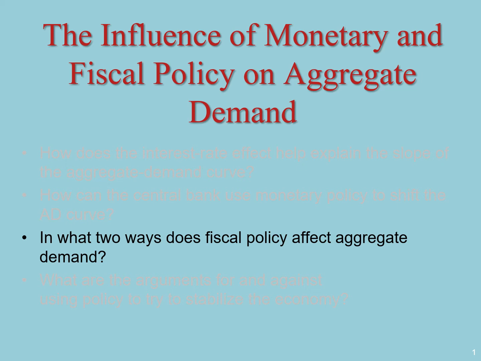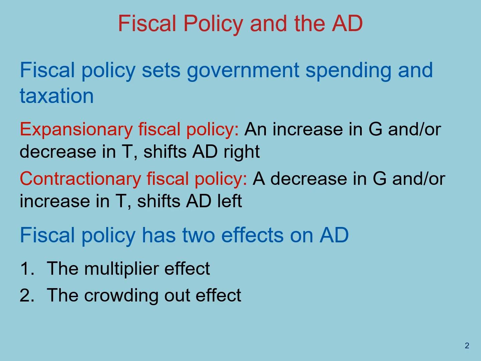In this video, we'll talk about the way that fiscal policy affects aggregate demand. Fiscal policy sets the level of government spending and taxation. In the United States, Congress has the constitutional authority to manage fiscal policy. Let me emphasize, the Fed runs monetary policy and Congress fiscal policy.